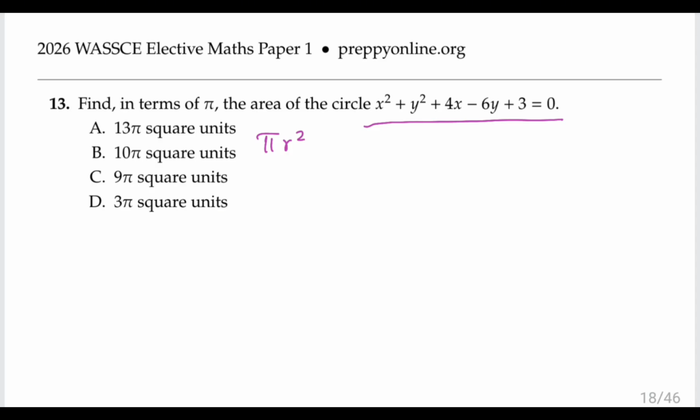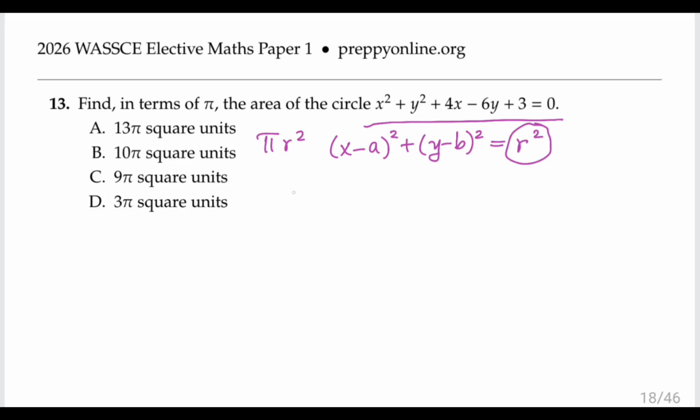There are a number of ways of finding the radius. We could complete the square. Let's say we completed the square and we got something like this: (x minus a) squared plus (y minus b) squared is equal to something. Then whatever expression you get on the right is going to be the square of the radius. So that's one thing we could do, try to complete the square.